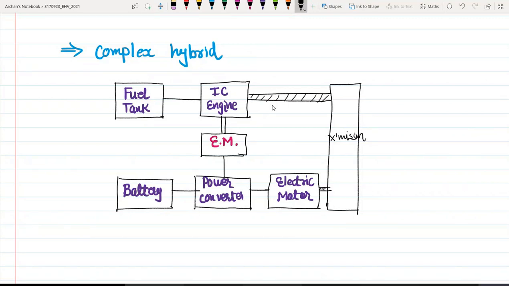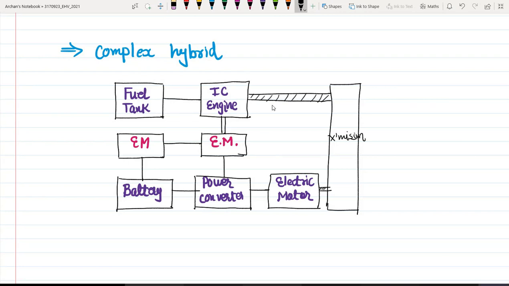And there is one more motor which I am connecting over here. And these motors are connected in series to each other like this, supplied by a battery source. So this is our fourth possibility of hybrid electric drivetrains, that is the complex hybrid electric vehicle.